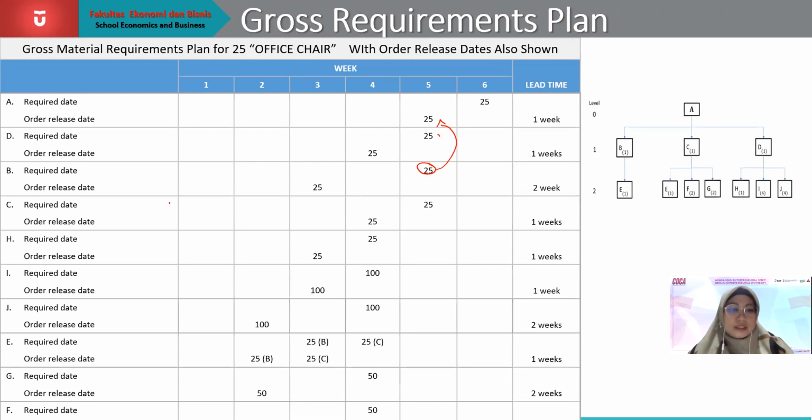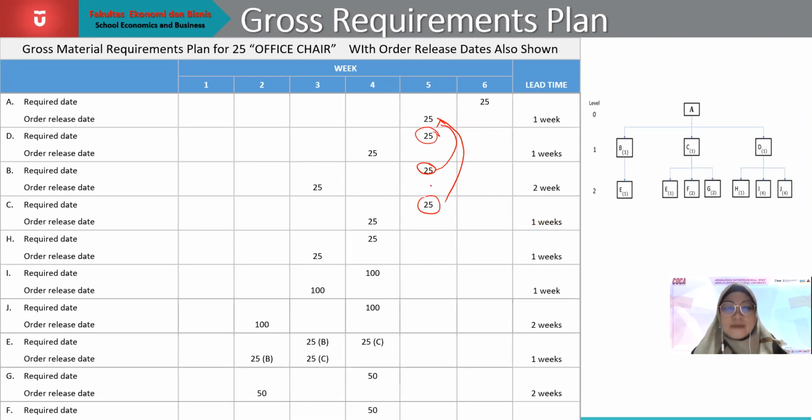Sorry, that is two weeks earlier. Yes, 2 weeks earlier. For component C, because you need C for A, component C must be finished in week 5. Because in week 5, the three of them, C, B, and D, are needed to produce component A. Because component C's lead time is 1 week, you need to start to produce component C in week 4.